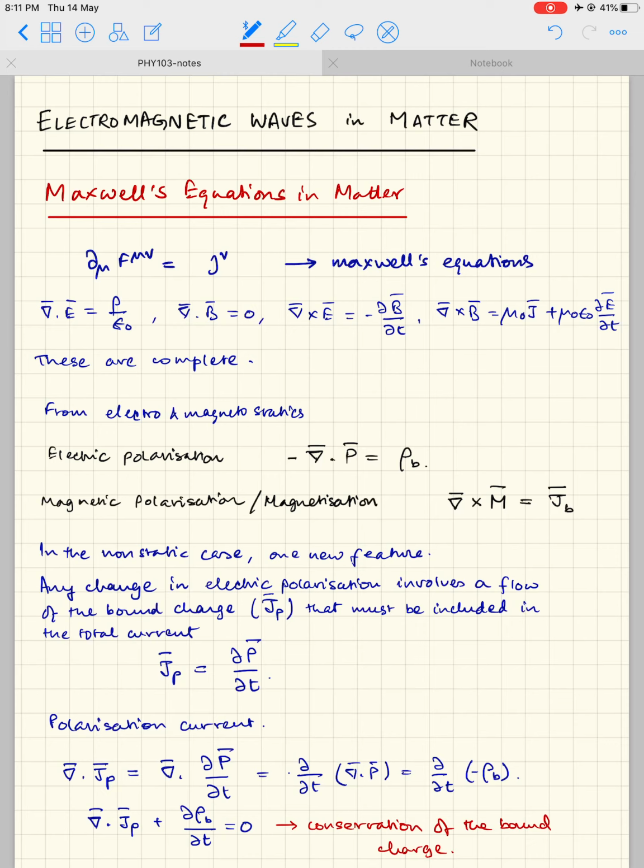Okay, armed with this, let us try to write down Maxwell's equations in matter. But before doing that, let's just see. Total charge density rho is rho free plus rho bound. Total current density J is J free plus J bound plus J polarization. Okay.